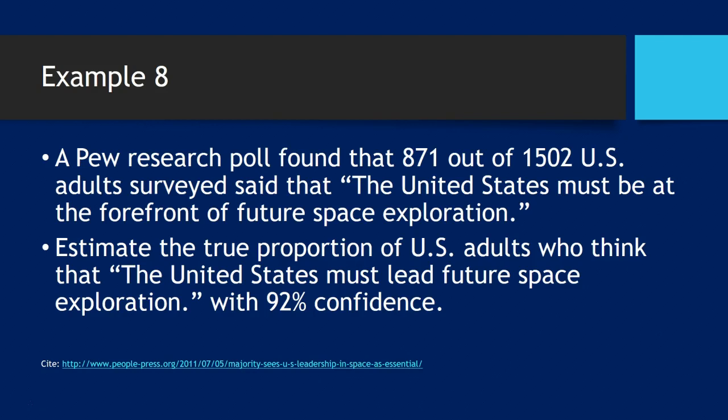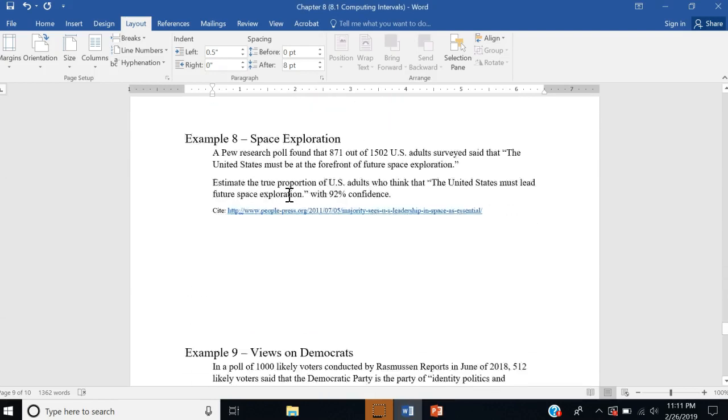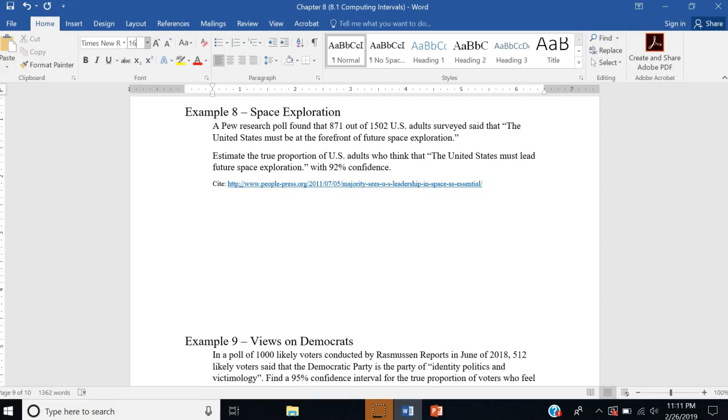So it turns out that a Pew Research poll, I believe this was done in 2011, found that 871 out of 1,502 US adults said that the US must be at the forefront of future space exploration. In other words, they agreed with that statement when it was read to them. We're going to find the true proportion of adults who think that way. And we're going to find a 92% confidence interval for that. So here's what we do. We go once again to our calculator.